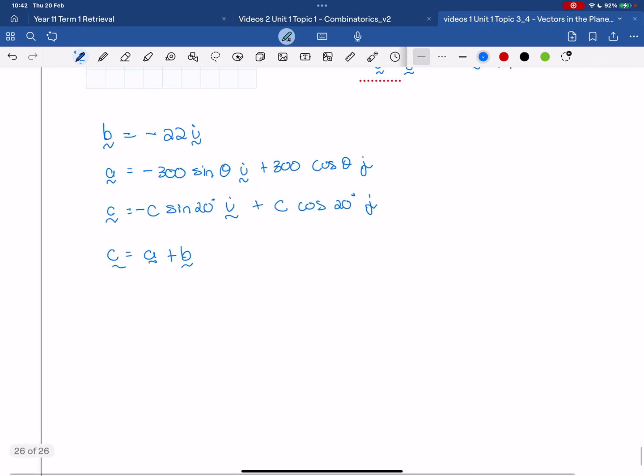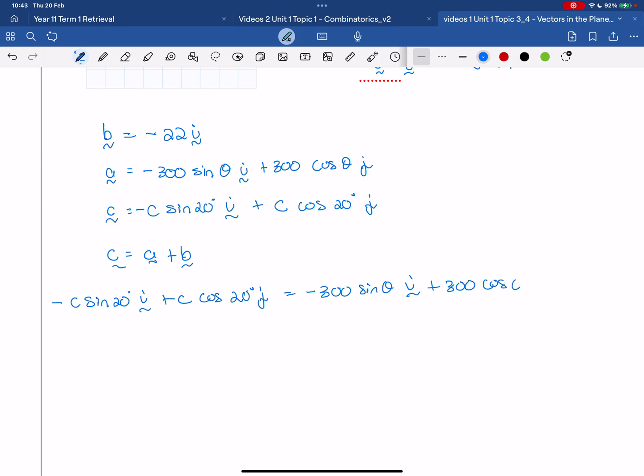So I then now know that my negative C sine of 20 degrees i plus C cos of 20 degrees j is going to be equal to negative 300 sine of theta i minus 22i. And I know it feels like we've got too many unknowns, but just follow the process. It will be fine.